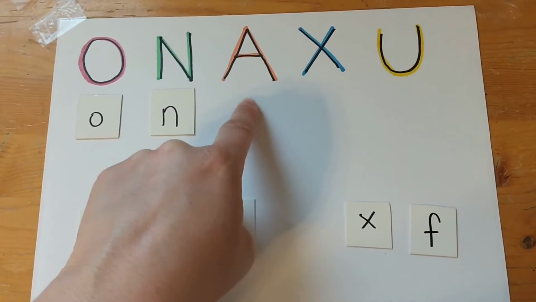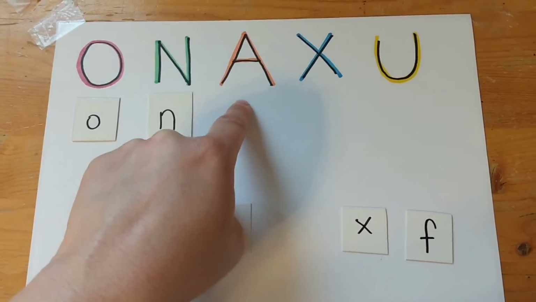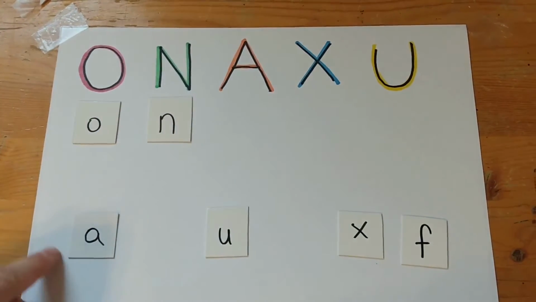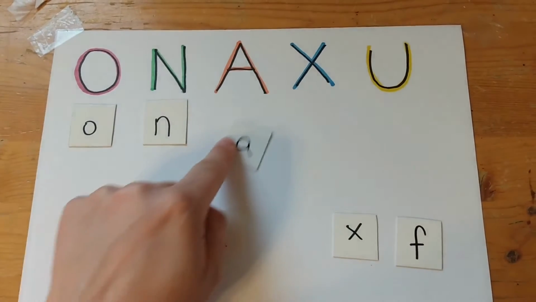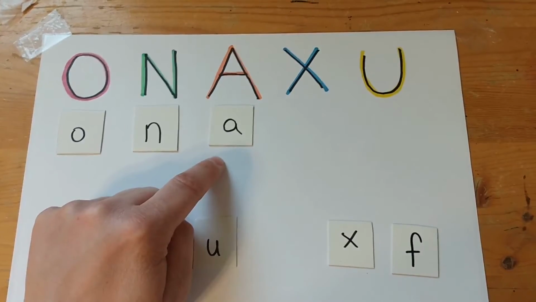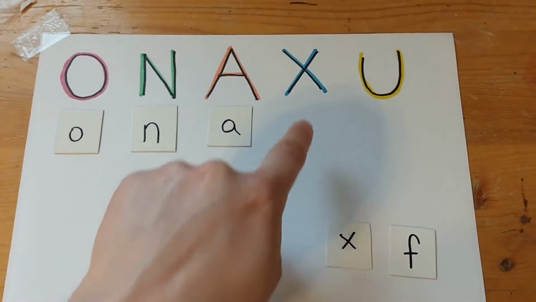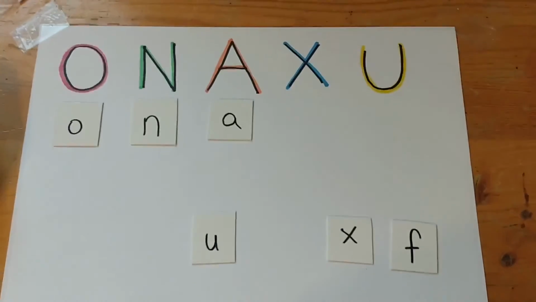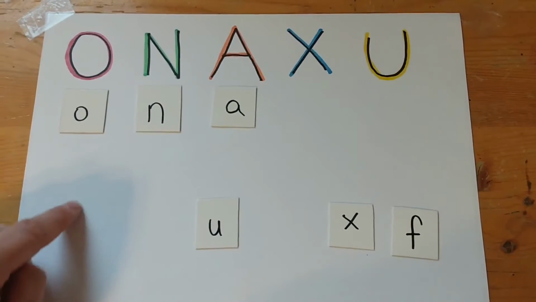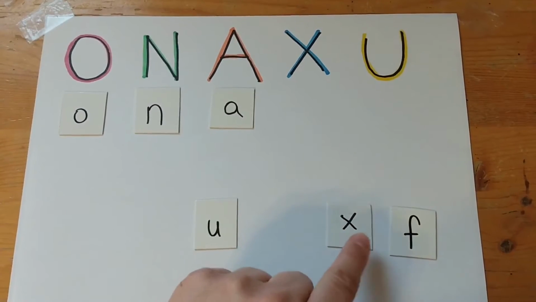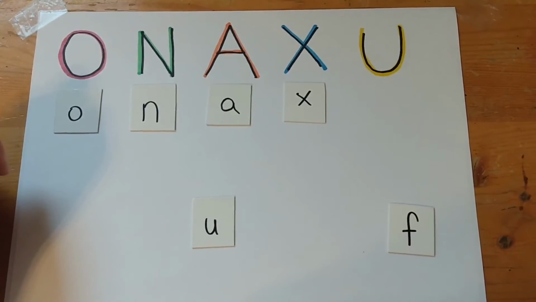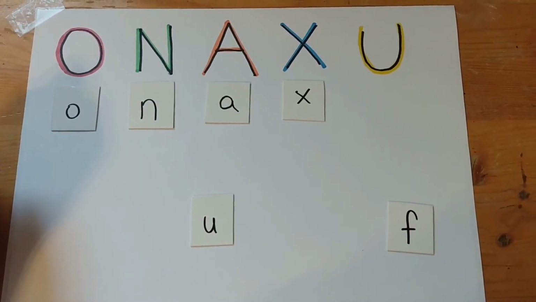Now, uppercase A. Let's look for that. Now, the lowercase a kind of looks like a circle with some hair, and here we are. A is for apple. Apple. And here we have X. Now that's easy because a lowercase x looks just like a big X, only it's smaller. So there we go. X. X is for box. Box.